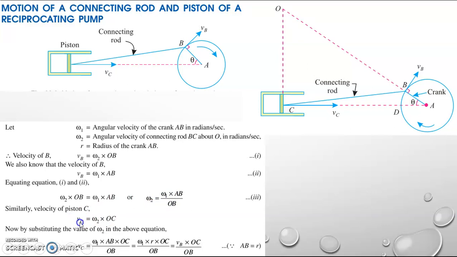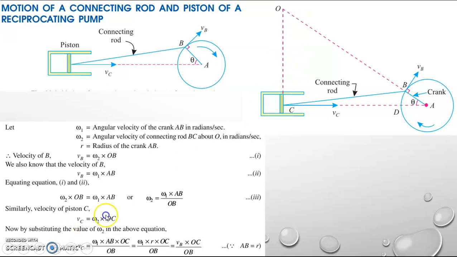From that we can write the equation of VC as omega 2 into OC, because VC is a part of the connecting rod. At the same time, it is a part of the piston also. So if we want to find the velocity of the piston, we can find the velocity of the connecting rod and equate it to the same value. So we can write the equation of VC as omega 2 into OC: omega 2 is the angular velocity of this connecting rod, and multiplied by the distance from the instantaneous center OC, it gives the velocity at the point C.